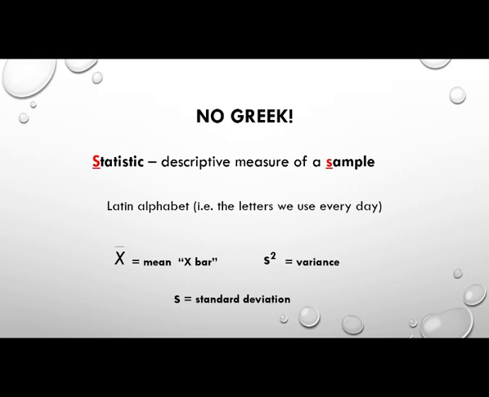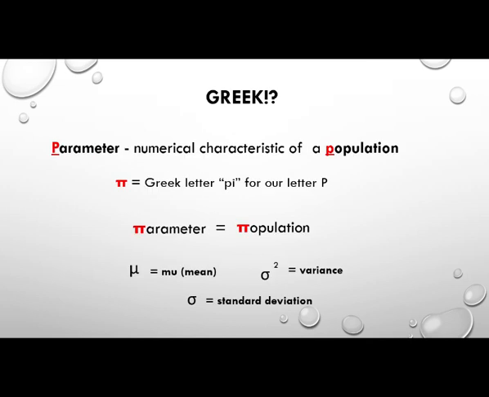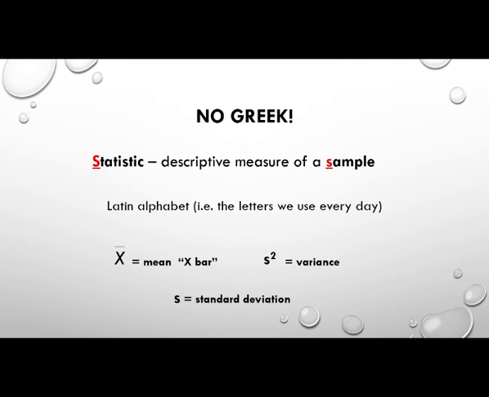So when you see no Greek, we use the alphabet we're used to, then we're talking about a statistic, which is a descriptive measure of a sample. Interestingly, they both start with S. So statistic is to sample as parameter is to population, okay? And when we have Latin alphabet, the letters we use every day, then you're talking about a statistic, which is a measure of a sample.